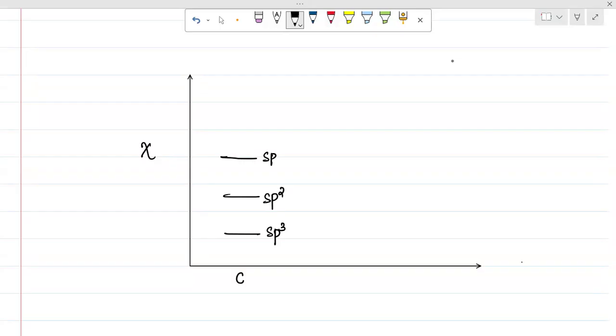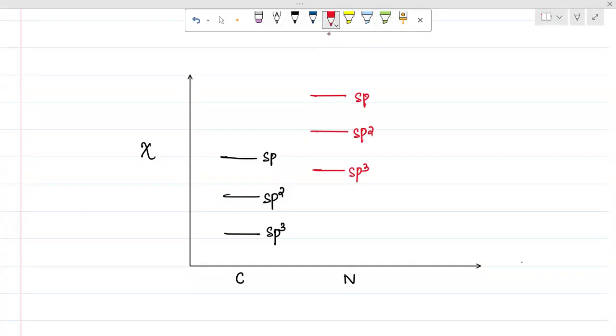Now let's say I want to compare it with nitrogen. So what will happen? That is where you have to understand the concept. If it is nitrogen, the sp3 of nitrogen lies between sp2 and sp of carbon. This is sp3 of nitrogen, above which you have sp2 of nitrogen, and above that you have sp of nitrogen. The trend is the same.